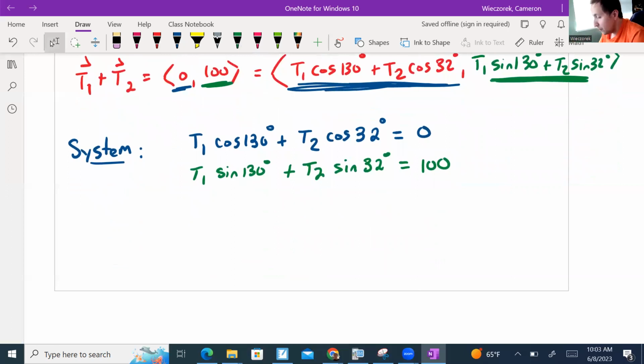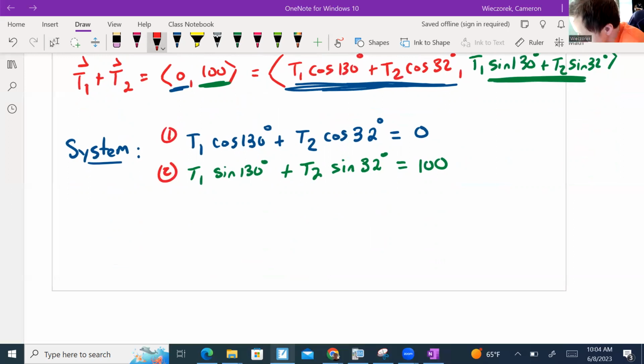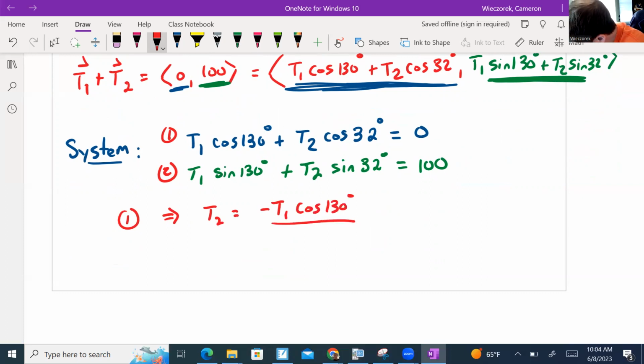And so, at this point, it's a trade-off. You could do substitution, you could do elimination. I'm going to call this equation 1 and equation 2. So I'll probably do substitution here. If I do equation 1, that would imply that T2 is equal to negative T1 cosine of 130 over cosine of 32.